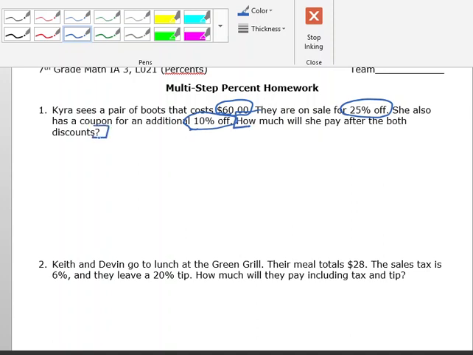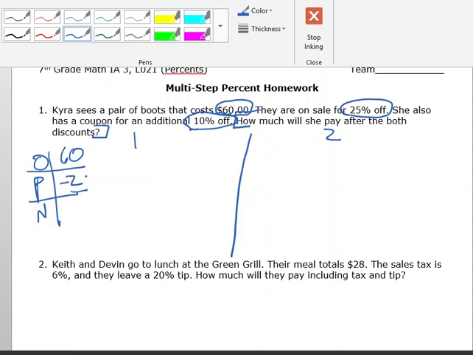You cannot say, okay, 25 plus 10 means that she's getting 35% off. You can't say that. We've had this discussion before, but I just want to reiterate that. So I actually have to find discount 1 and then discount 2. So I'm going to do an OPN over here. My original price is $60. She is taking 25% off. And the new price is what I'm looking for.